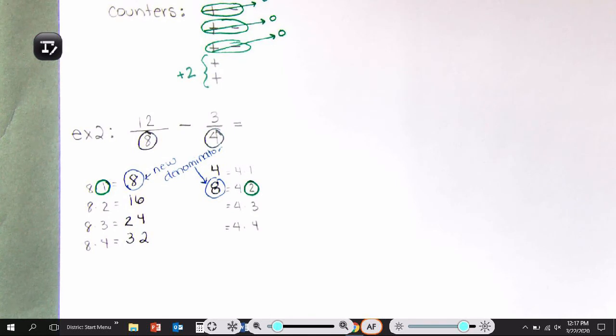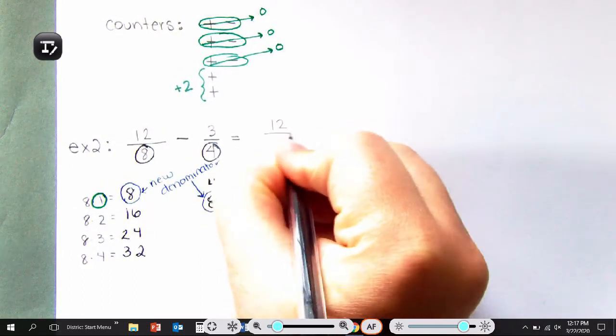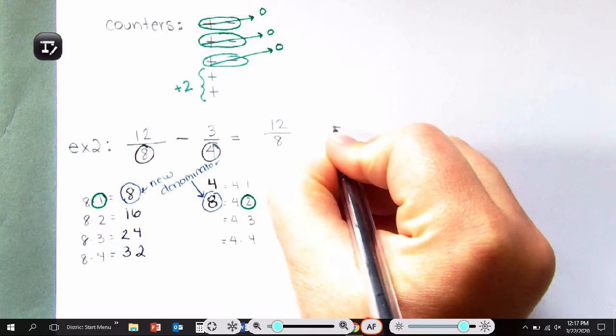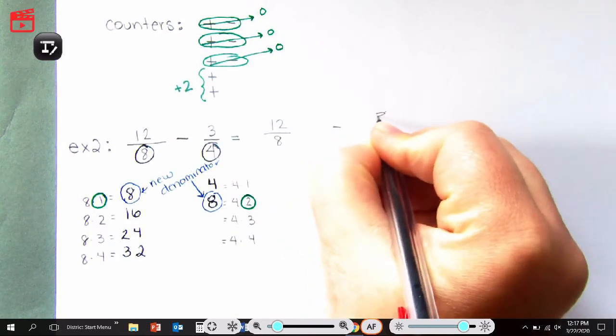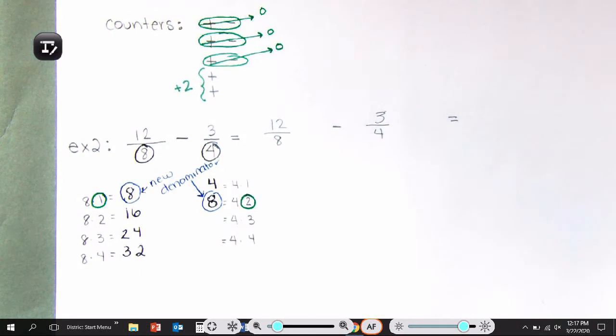Rewrite your fractions with space. So I'm going to do that. I'm going to rewrite each fraction, but I'm going to give it some space. So 12 eighths minus 3 fourths equals, and I'm giving it some space, and it seems like it's a lot of space. Don't worry about it. We're going to fill that in.